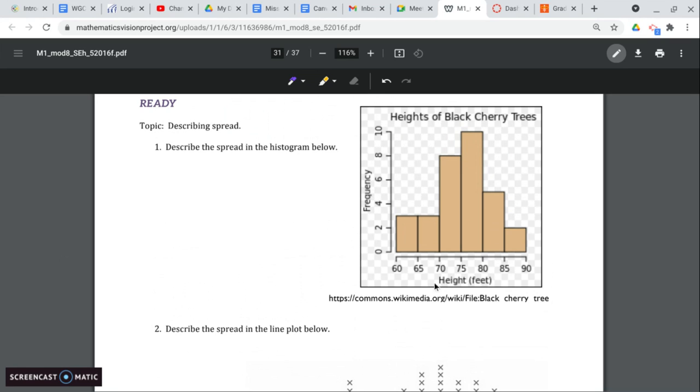So the spread of this data, we're going from 60 all the way to 90. So we have a spread of 30, or sorry, not a spread, a range. Our range is 30 because that's from high end to low end. Now, it's somewhat symmetrical. Notice it's low, then it jumps up, then it comes back down, so it's somewhat symmetrical. And the extremes are 60 and 90.